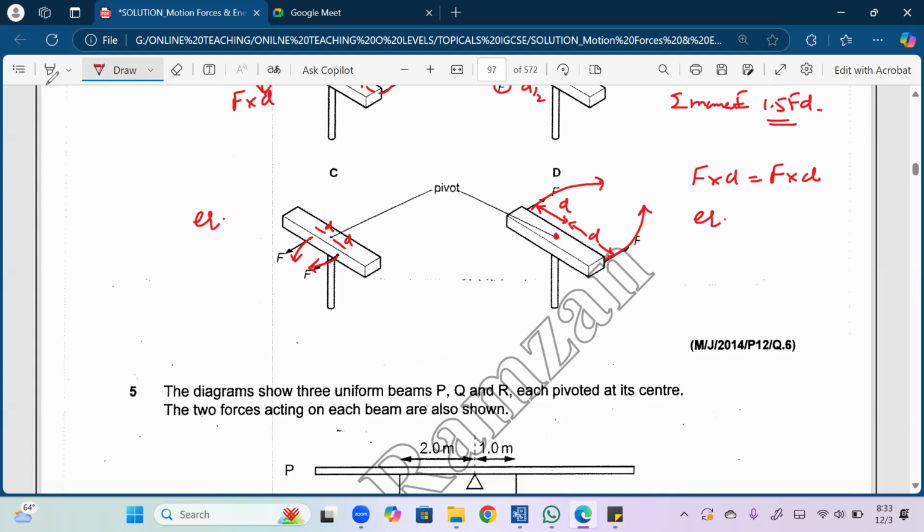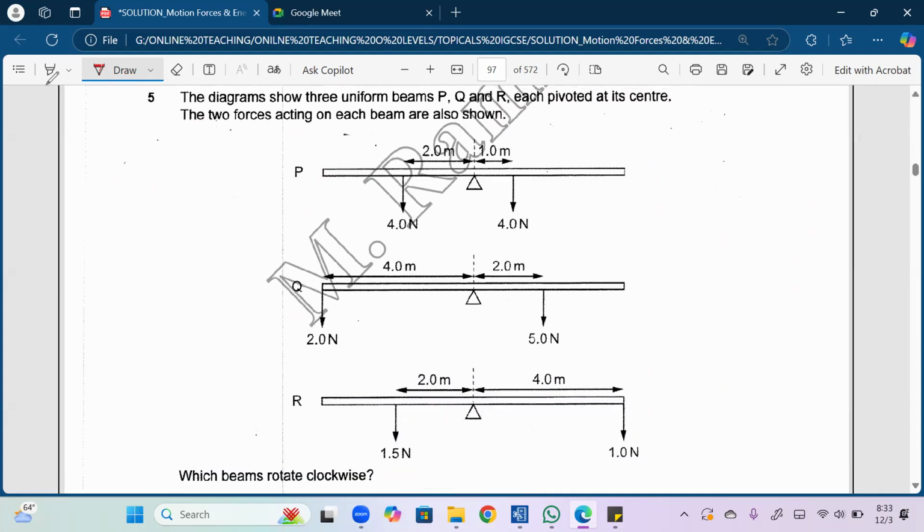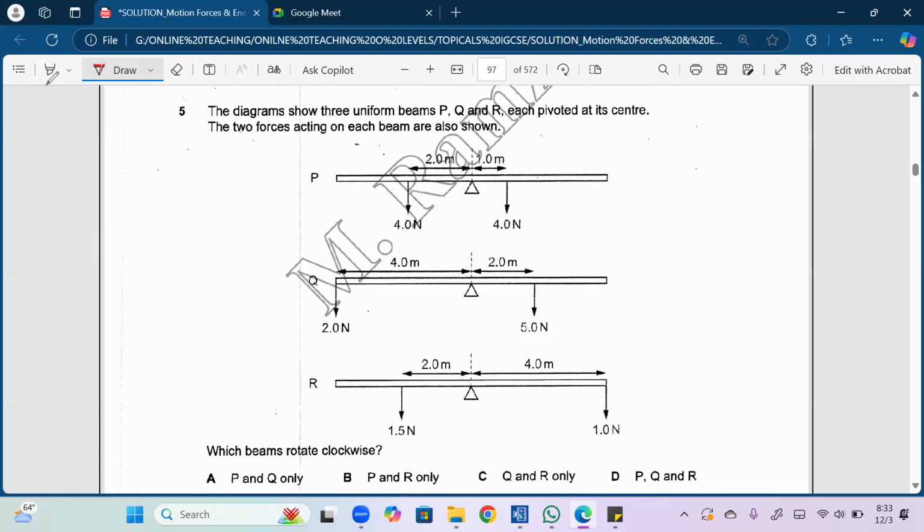Clear? Now, let's move to question number 5. The diagram shows three uniform beams. Uniform means their thickness is the same, their material is the same. P, Q, and R, each pivoted at its center. The two forces acting on each beam are shown. So which beam rotates clockwise, which would have a bigger clockwise moment. It doesn't matter which force is bigger. It has nothing to do with that.